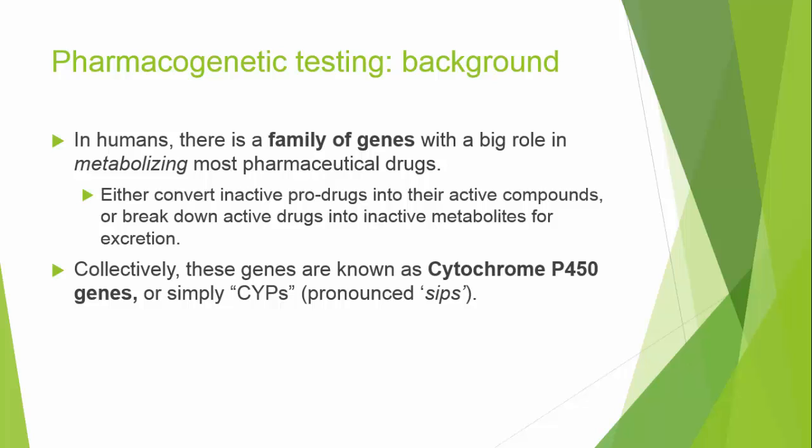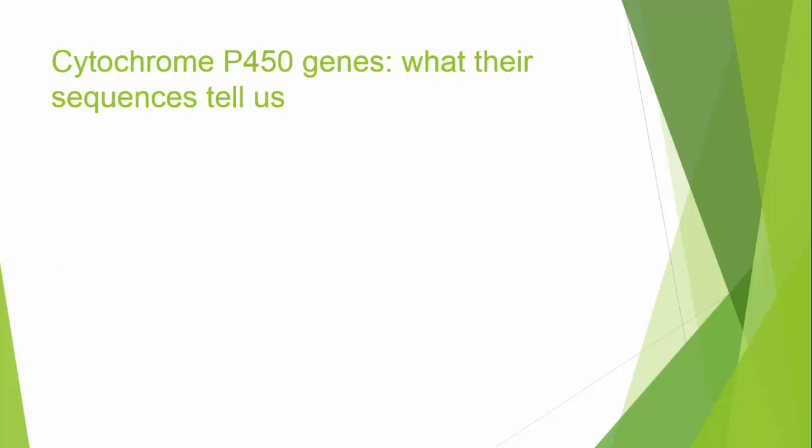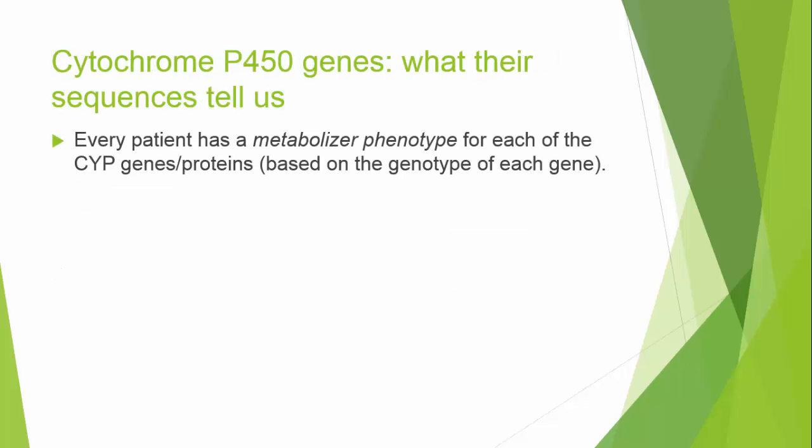And there are a lot of these genes. In fact, there are over 50 of these identified in humans. And every patient that we look at is going to have a specific metabolizer phenotype for each of these CYP genes. And of course, that phenotype is based upon the individual's genotype.